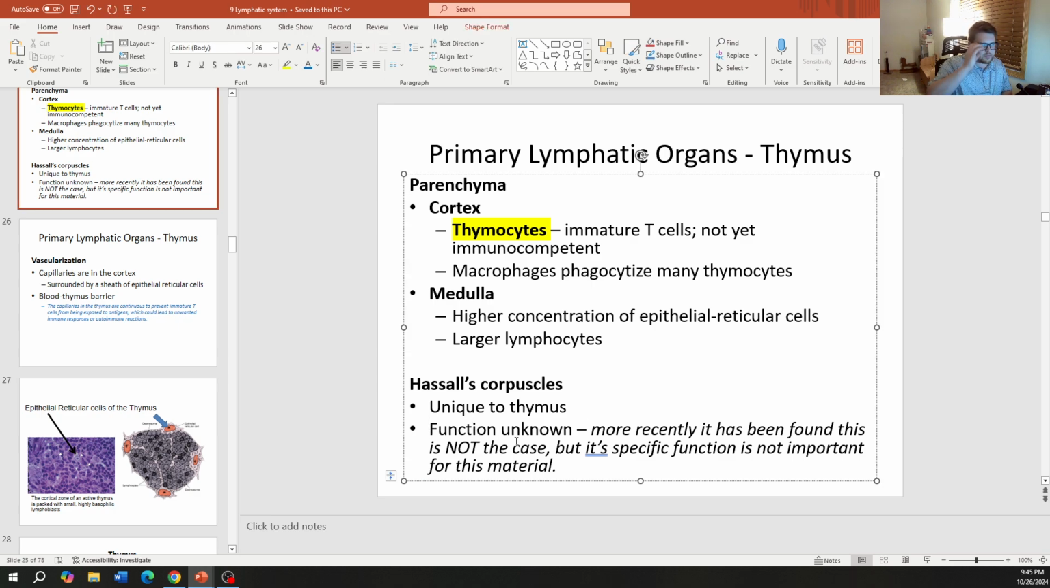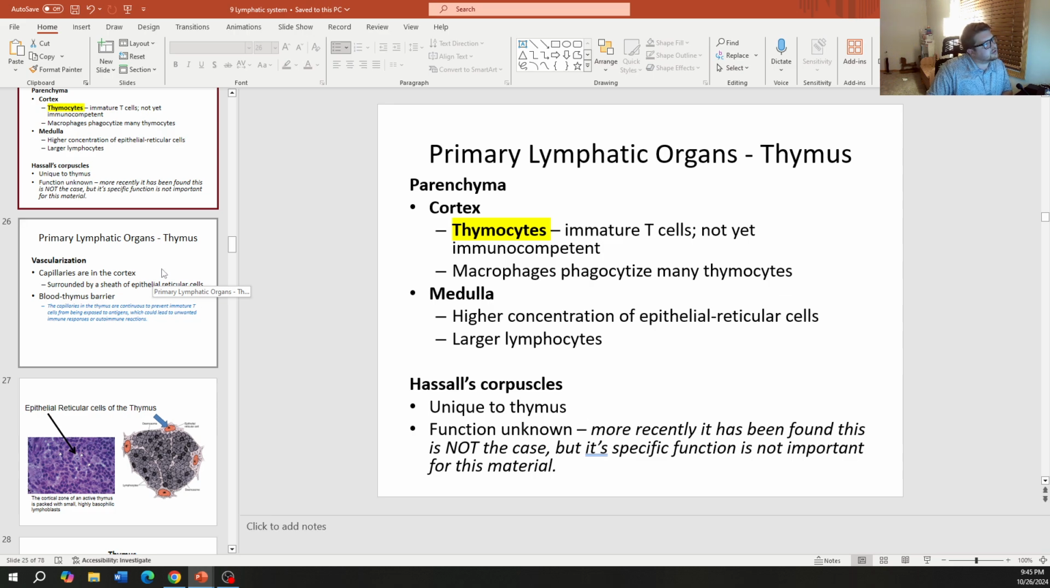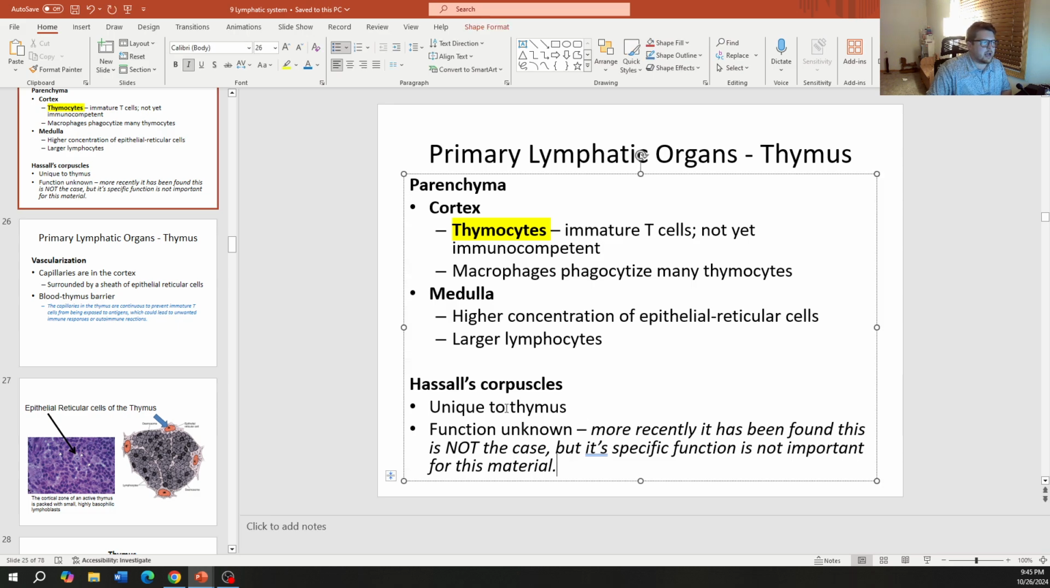The information that this professor had is a little bit outdated. The Hassall's corpuscles do play a role in T cell differentiation, as well as function of our immune system. But it's more recent, and it isn't super important. So just understand the Hassall's corpuscles. Again, they're in the thymus. They're unique to the thymus.